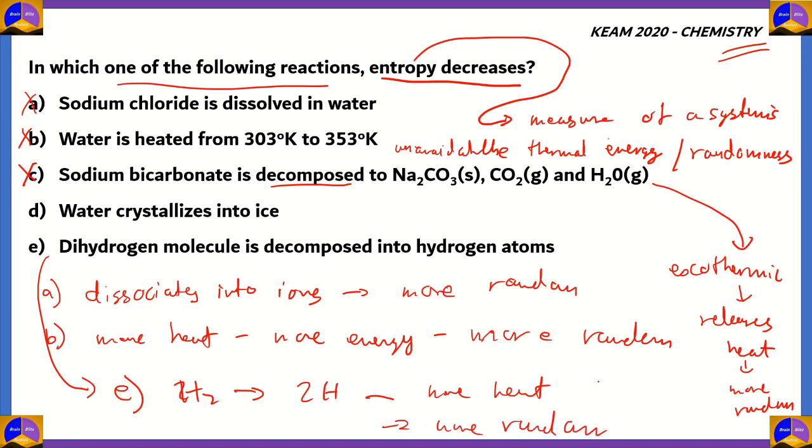And also, you can think of it this way. You have twice the amount of elements inside the system, and these elements are also unstable, so they start moving around and they become more random. So option E is incorrect. The correct answer is option D, water crystallizes into ice. This occurs at 0 degrees Celsius, which is 273 degrees Kelvin. At this stage, water becomes solid, and solid items have less entropy. So therefore, option D is the correct answer for this question in 2020.